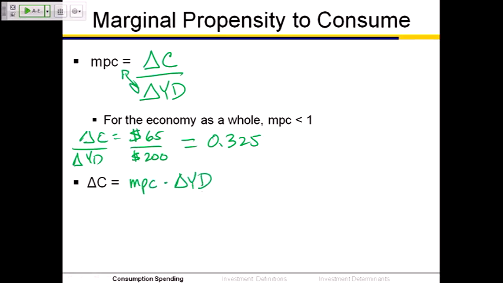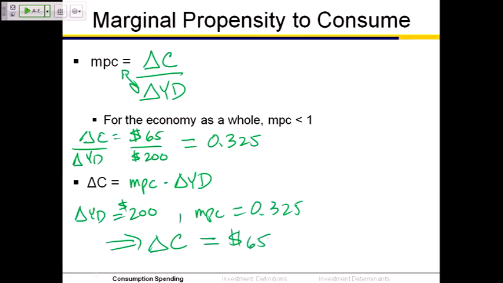So I could back it out the other way. I can tell you that for Econ 1 students, if there is a change in disposable income of $200, given an MPC of 0.325, that means there's a change in consumption spending of about $65 in response to that $200 change in take-home pay. Just using the definition, moving around.